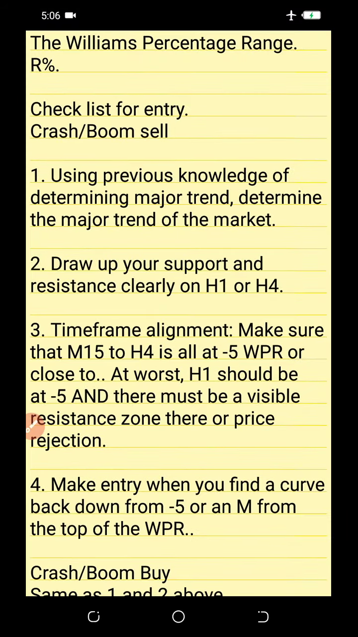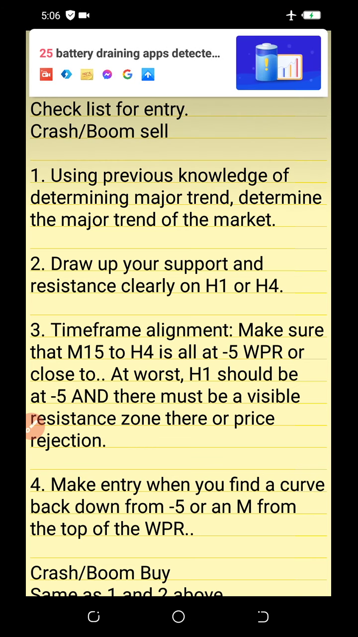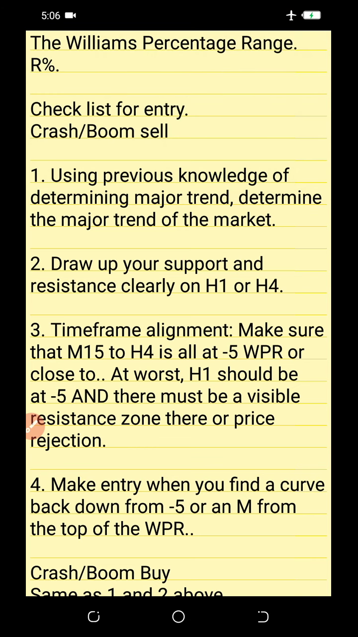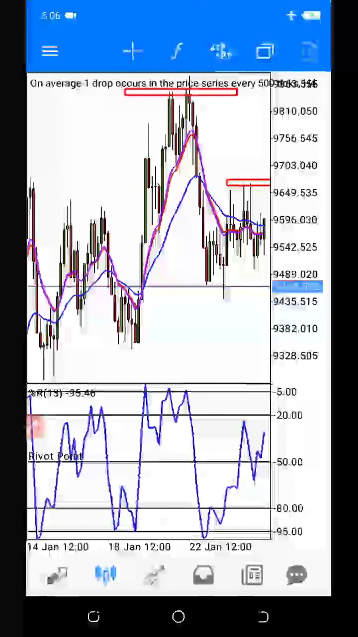Let's go back. Now, time frame alignment, make sure that M15 to H4 is all at -5 Williams percentage range or close to. At worst, H1 should be at -5, and emphasis, and there must be a visible resistance zone there or price rejection. So let's go back. So this is H1. This is like a resistance zone, and the price rejected several times around here where I'm drawing this, right?